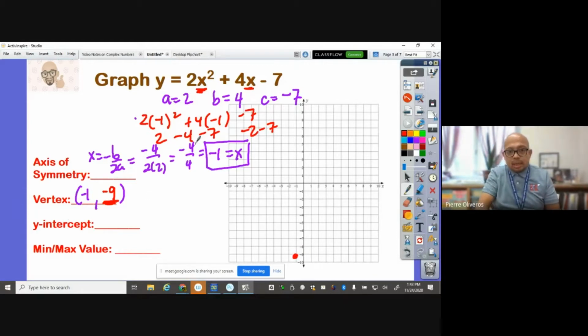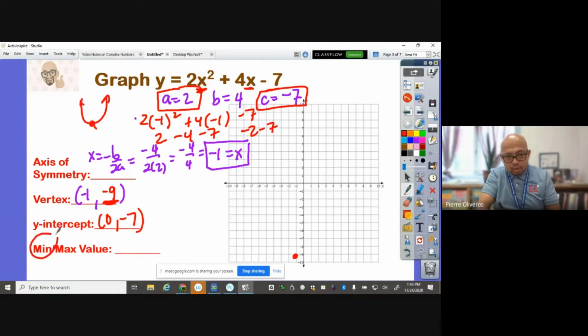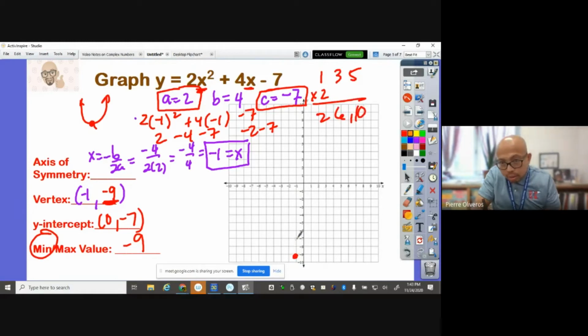Since the c is negative 7, therefore 0 comma negative 7 is your y-intercept. Since a is positive, it opens upward, so therefore this is a minimum value, circle the minimum, and that will be negative 9. Applying the 1, 3, 5, but since the value of a is 2, times 2, it's going to be 2, 6, 10. So I'm going to go up 2 from the vertex, 1, 2 over, up 6, 1, 2, 3, 4, 5, 6 over.